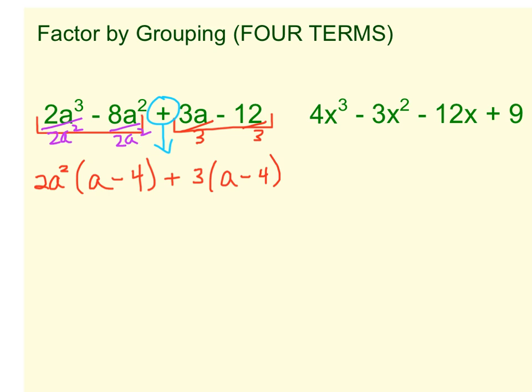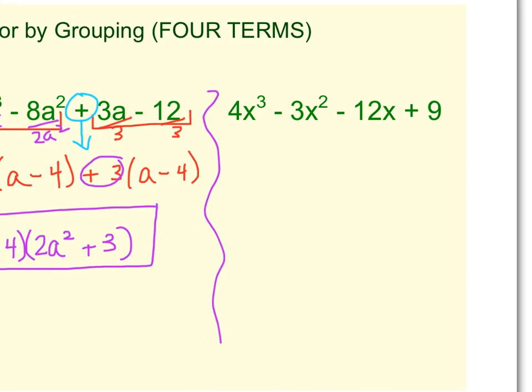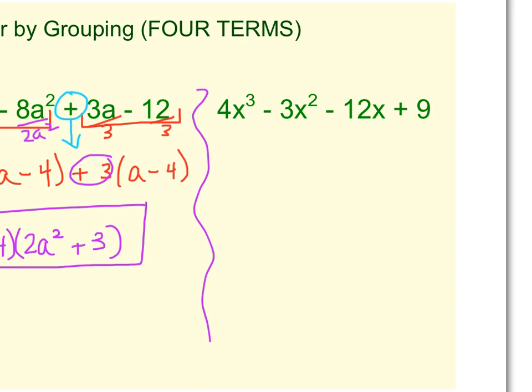That a minus 4 that they have in common goes out front, a minus 4, and then whatever's left over, 2a squared, goes into your second set of parentheses, and that plus 3. And that is a factored answer. Alright, so that was probably a little bit weird. Let's try another one. Start with your GCF.